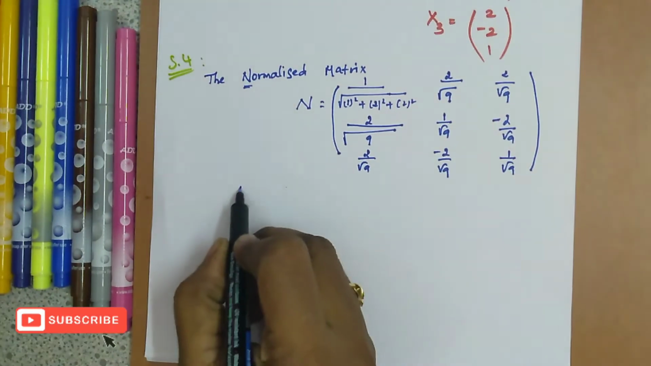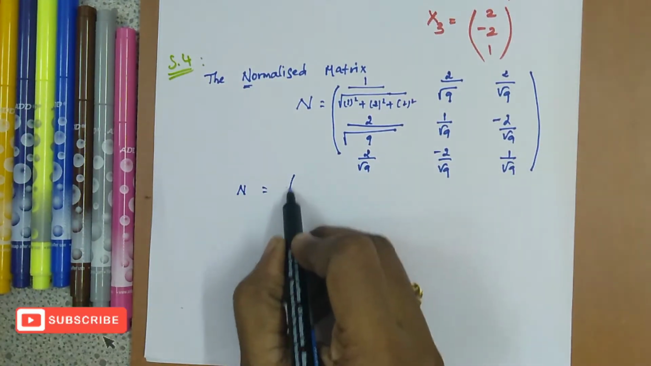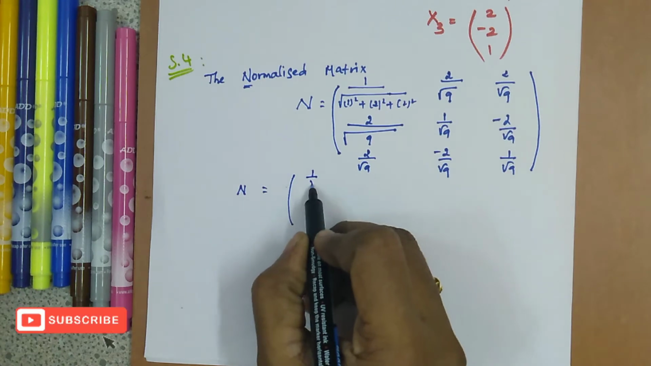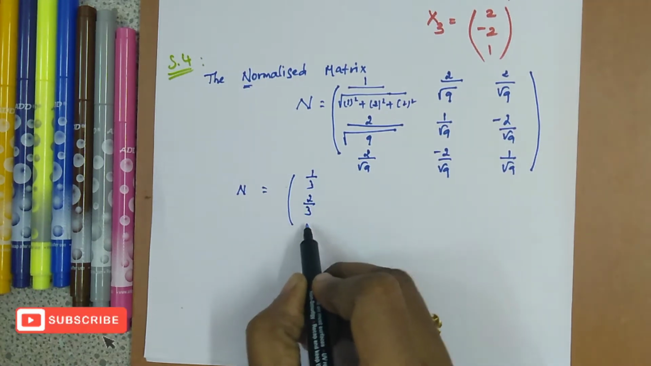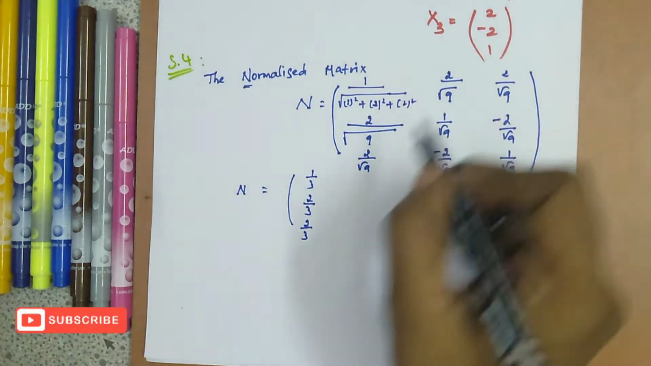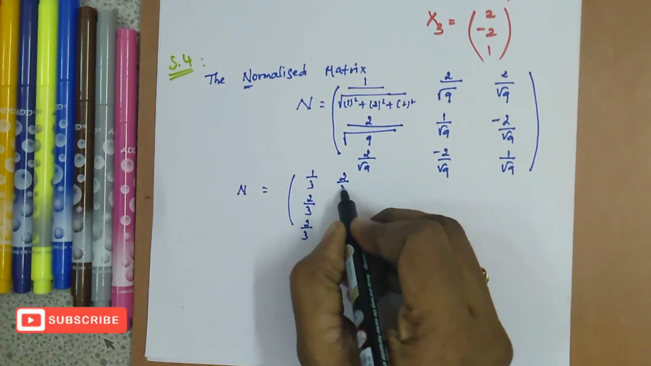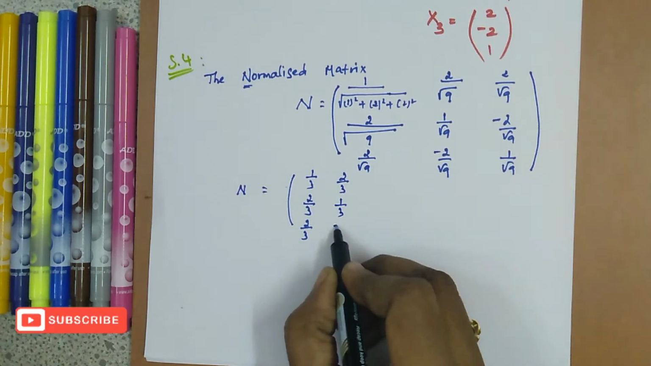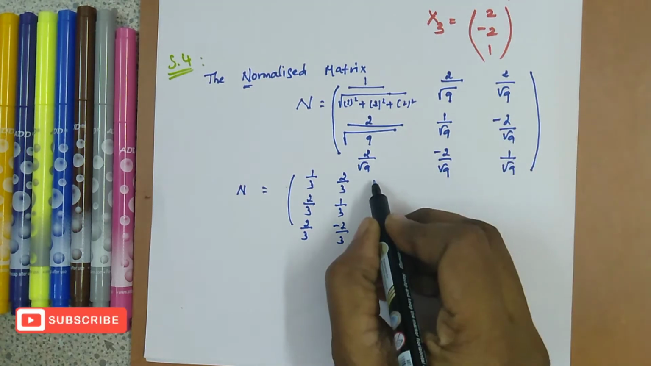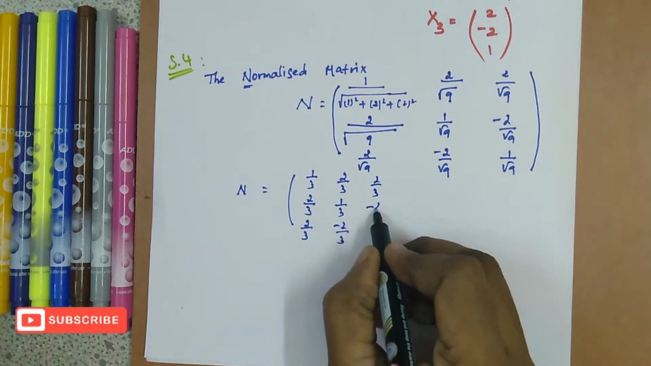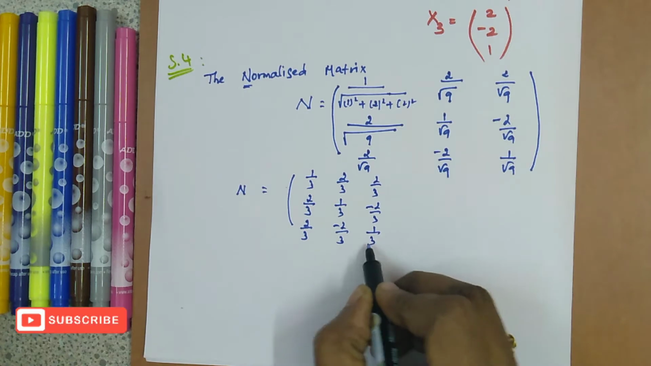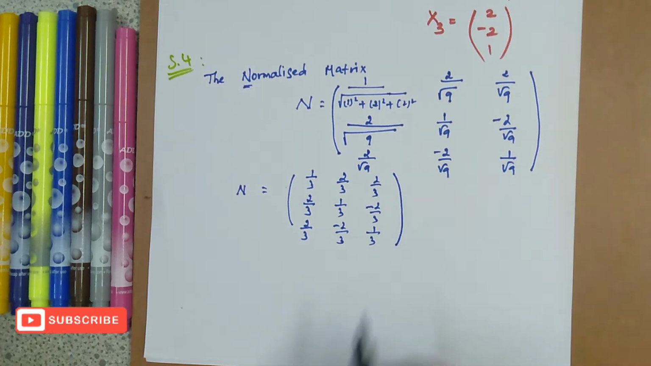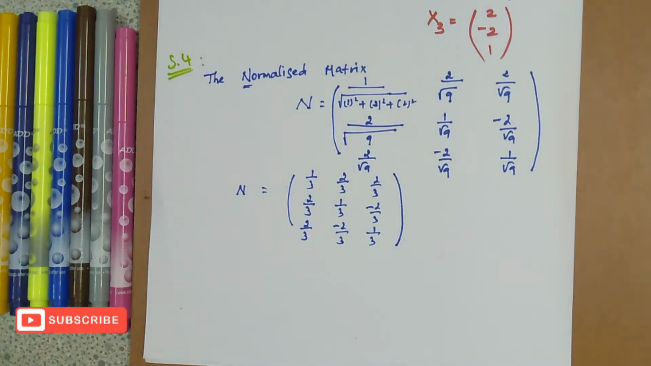So the normalized matrix capital N is equal to [1/3, 2/3, 2/3; 2/3, 1/3, -2/3; 2/3, -2/3, 1/3] with the vectors as columns. This is our normalized matrix capital N. Some authors write it as P. It doesn't matter, we can note this one as either N or P.